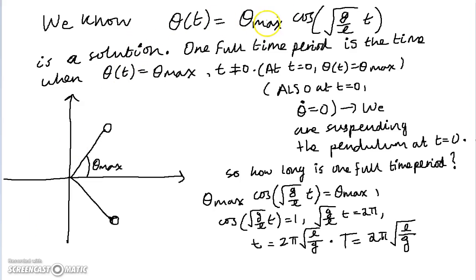Now we know that theta of t is equal to theta max cosine root g over L t. And we know this is a solution. So how long does it take for the pendulum to go here and back? Well, when the pendulum crosses past the equilibrium point over here, theta is negative theta max, and then it goes back, and it's at theta max again. So one full time period is the time when theta of t is equal to theta max, but t is not 0, because when t is 0, theta of t is theta max. You can verify that here. Also at t equals 0, we note that the angular speed is equal to 0, which basically means we're suspending the pendulum at t equals 0, which makes sense.